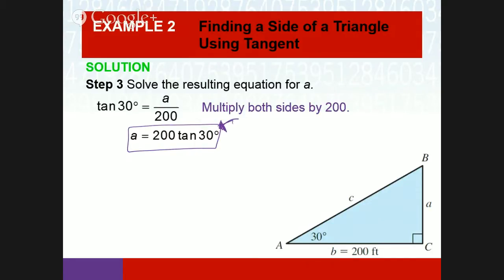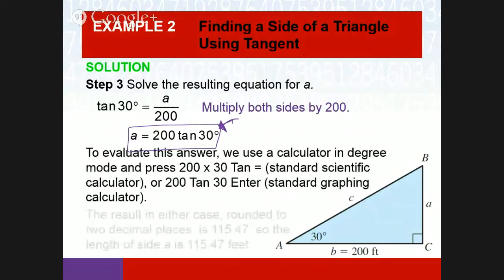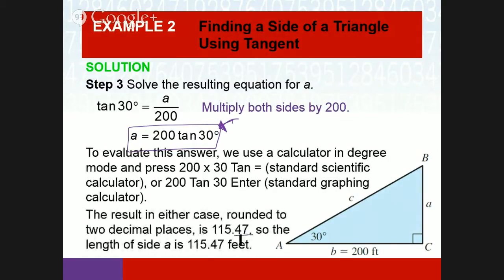Every calculator is a little different. Some calculators you might have to hit 30 and then hit tangent. Some calculators you might have to hit tangent and then 30, close parentheses, and enter. So you should get 115.47 feet.